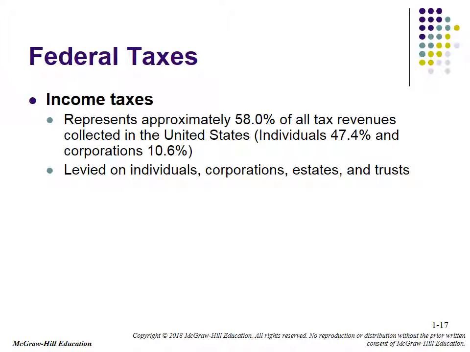All right, guys. So, when it comes to our federal taxes, income taxes represent approximately 58% of all of our tax revenues in the U.S. Individuals contribute 47.4, corporations 10.6, and they are levied. So individuals pay taxes, corporations do pay taxes. Estates, an estate is the assets of a deceased person. That's essentially what it is. And trusts, which are special vehicles people use to protect their money. We're not going to get into that. But they all do pay taxes.